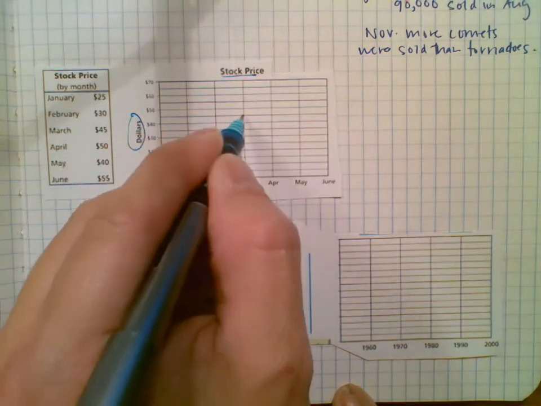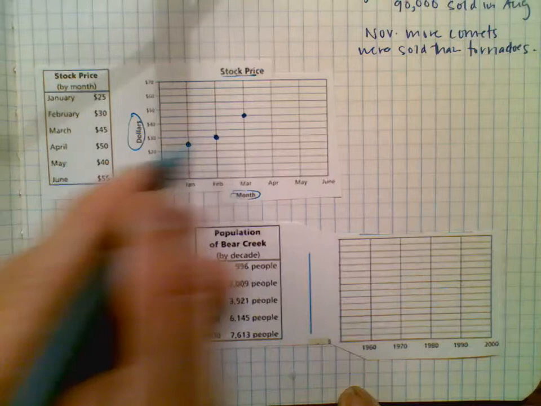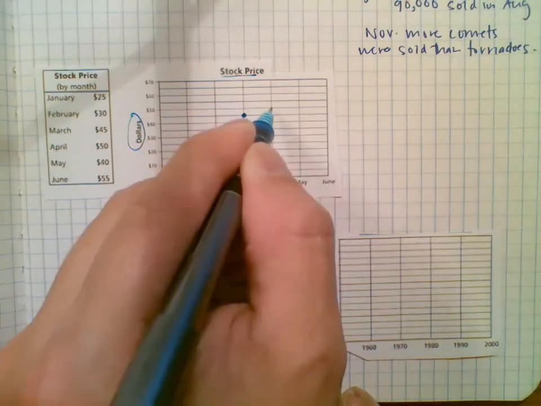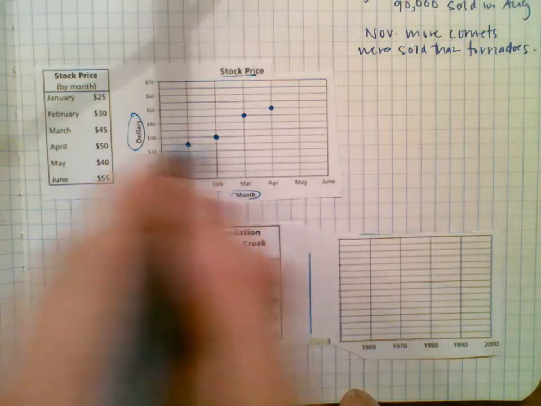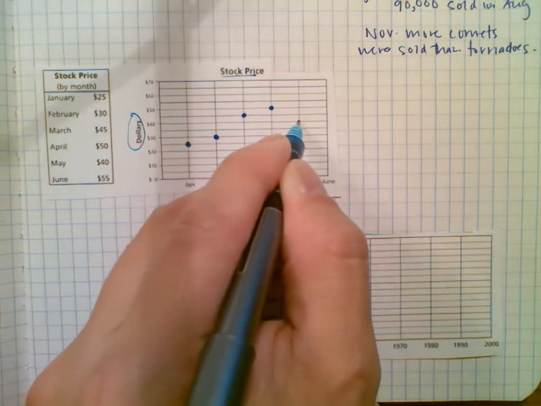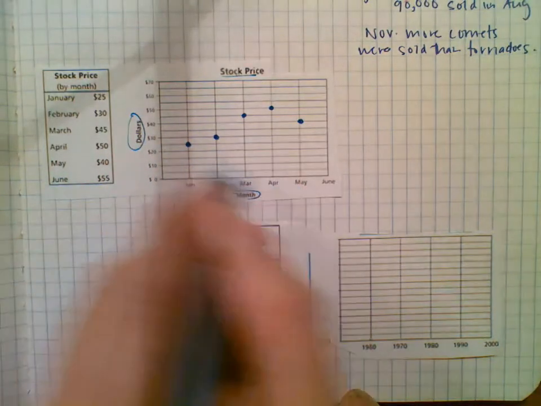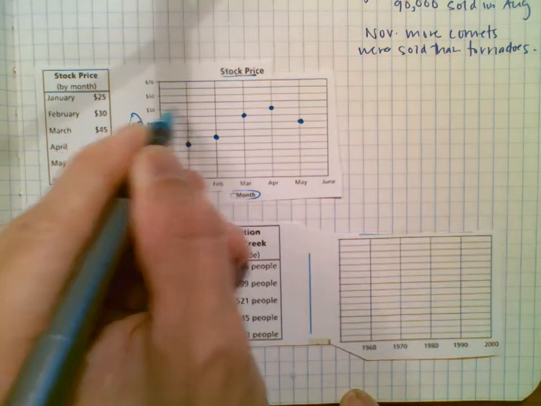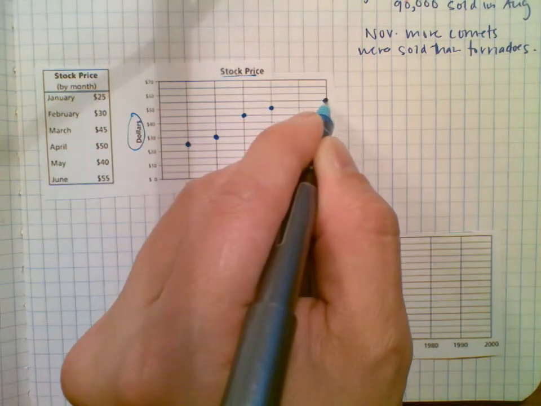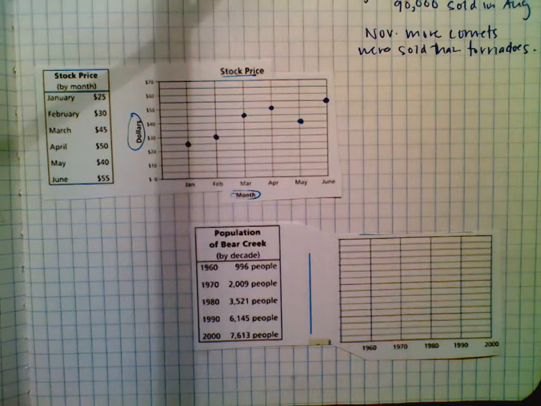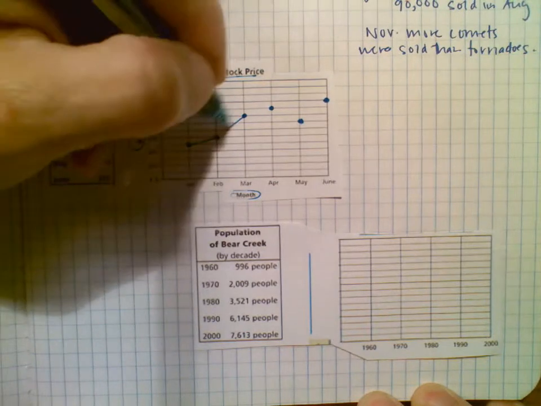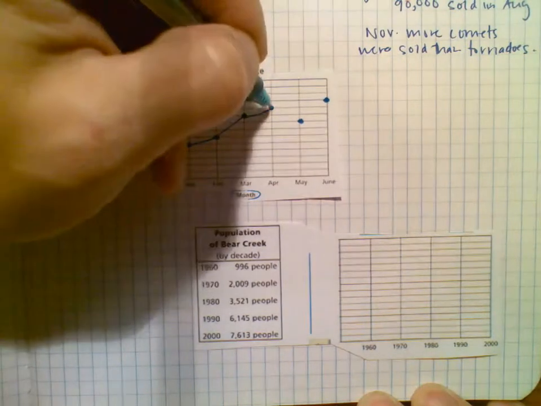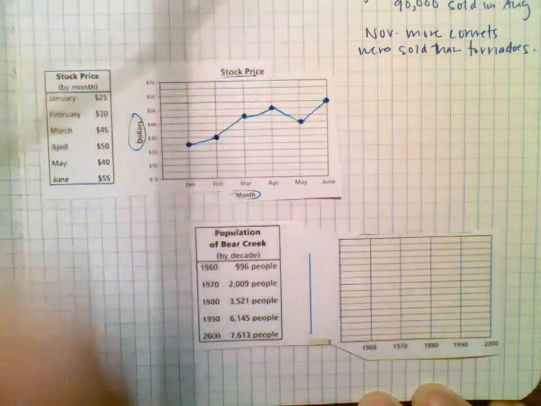March, ooh, big jump to $45. April, $50. May, $40. May, let's go 40 to May. And then June went to $55. Okay, and for it to be a line graph, we're going to have to actually draw a line. So line there, line there, line there, line there, line there.